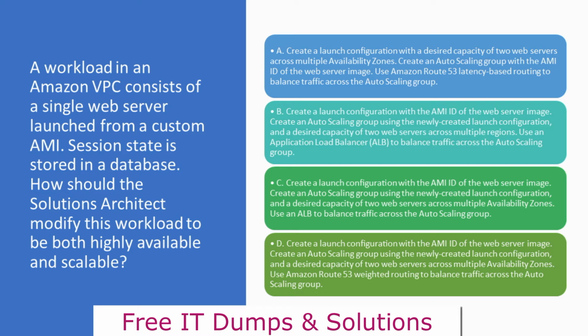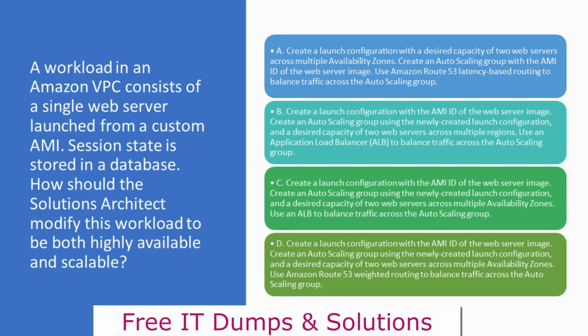B. Create a launch configuration with the AMI ID of the web server image. Create an auto-scaling group using the newly created launch configuration and a desired capacity of 2 web servers across multiple regions. Use an application load balancer, ALB, to balance traffic across the auto-scaling group. C. Create a launch configuration with the AMI ID of the web server image.